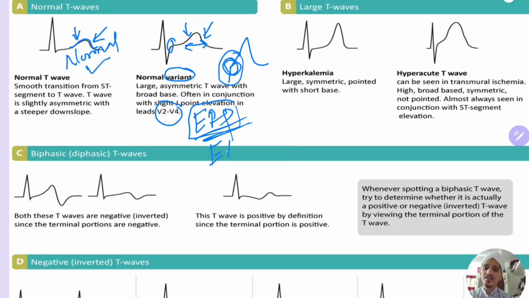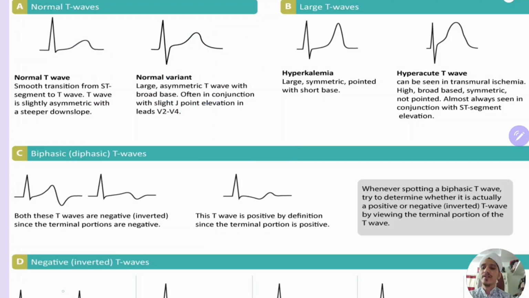So early repolarization pattern is very common in young individuals. Remember this point. In V2 to V4, V2, V3, V4, you will commonly get that early repolarization pattern. So this is a normal variant. This is early repolarization pattern. Okay, and this is the normal thing.